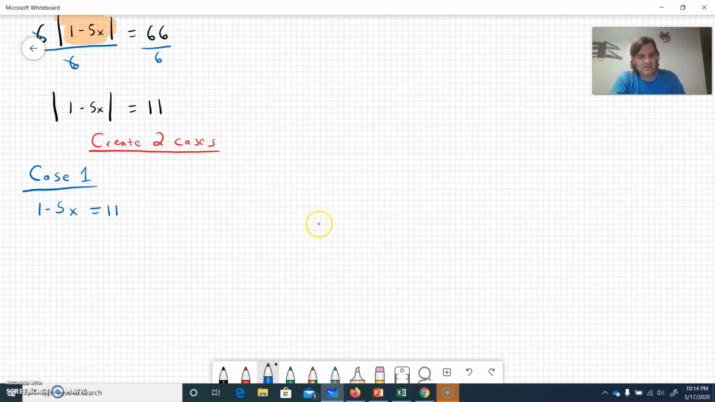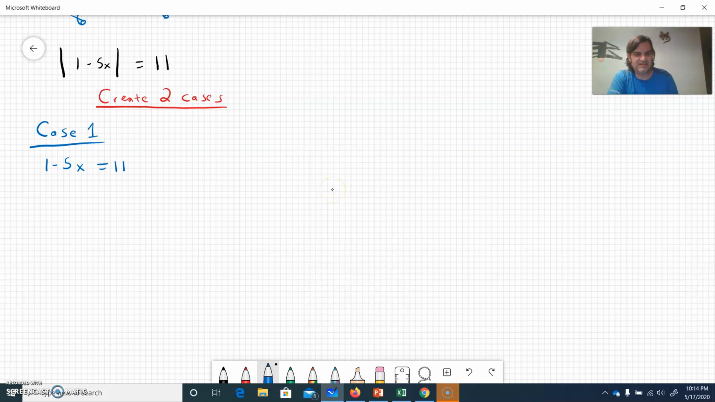I really like to go ahead and write down my second case so I don't forget about it. Case 2, I get to change everything inside the absolute value bars when I drop the bars. This is assuming that what's in there was negative, so to make it positive, we change the sign. So 1 changes to negative 1, and negative 5x changes to positive 5x. But don't change both sides, just one. We're just changing the absolute value. There's no reason to change the 11.